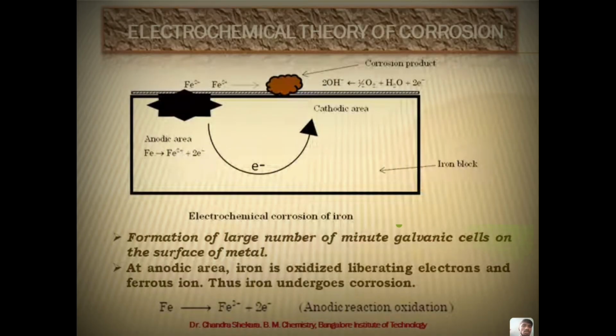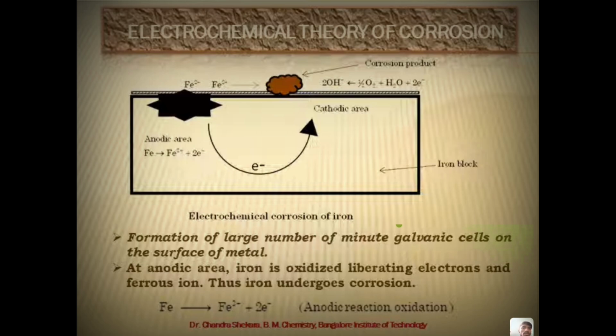The gradual destruction of the surface of the metal when it is exposed to the environment is called corrosion. Corrosion of the metallic material is explained by a very simple theory called the electrochemical theory of corrosion. Let us discuss the actual mechanism of corrosion of the metallic material using the electrochemical theory of corrosion.